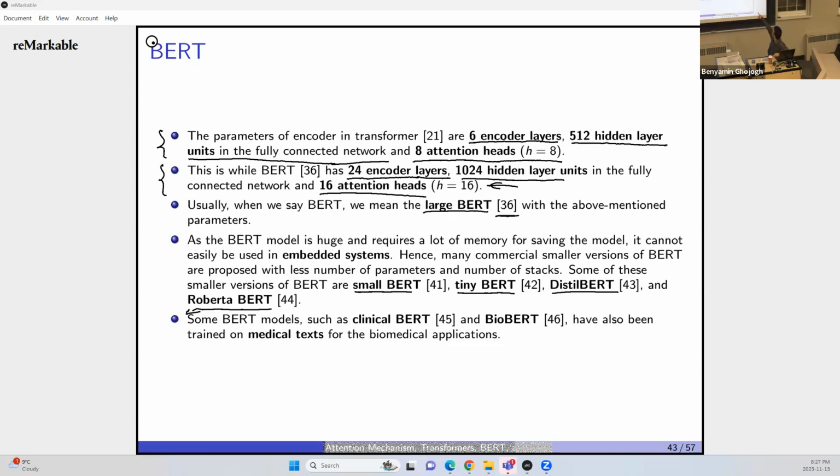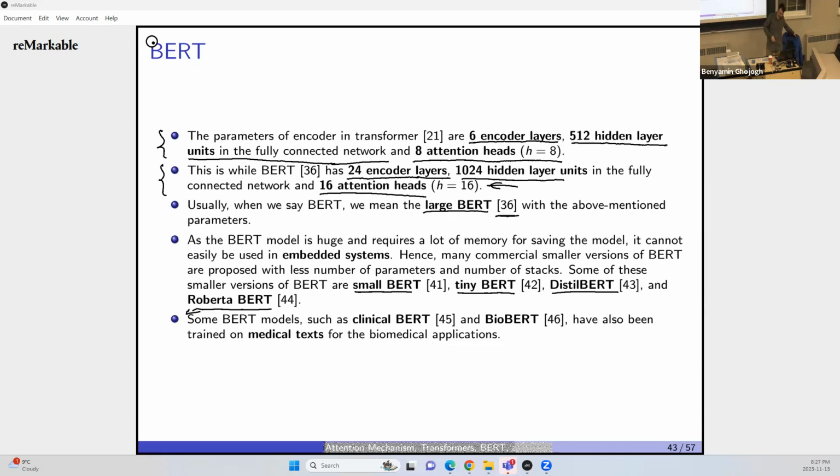Okay, and how do they make these tiny or small BERTs? Do you know that? They use a technique named network compression. One of the important techniques for network compression is knowledge distillation. What is knowledge distillation?